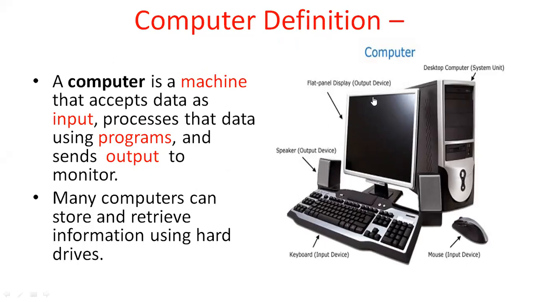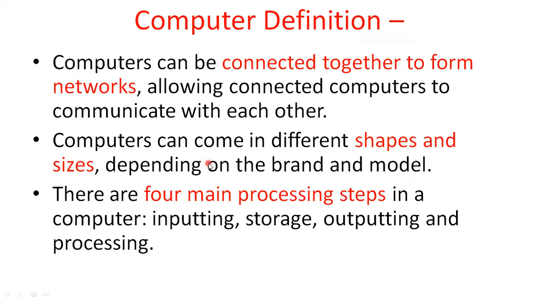This is called a monitor. In this diagram, you are learning about the monitor-related information. Many computers can store and retrieve information using some drives. This is a representation of the computer. After that, computers can be connected together to form a network. That means you connect different computers by using a LAN network, a WAN network, or the internet. Computers come in different shapes and sizes, depending upon the brand and model.